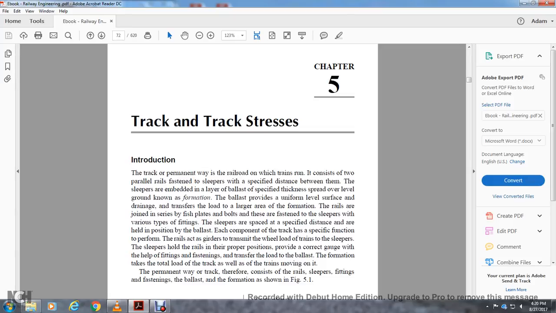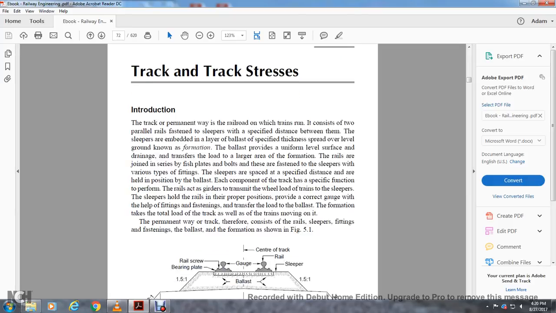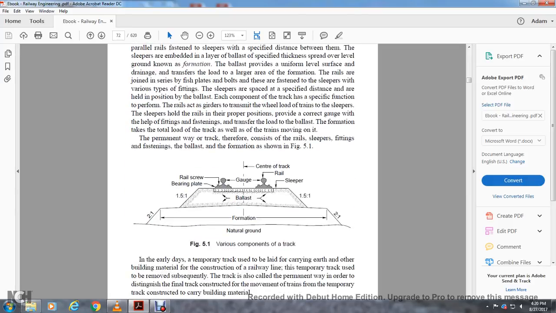The permanent weight of the track consists of the rails, sleepers, fittings, fastenings, ballast, and formation, shown in Figure 5.1. Figure 5.1 shows the various components of the track: natural ground at the bottom, formation with a 2 to 1 slope, and then a 1.5 to 1 ballast slope, with bearing plate, rail, screw gauge, center of the track, railing, and sleeper.